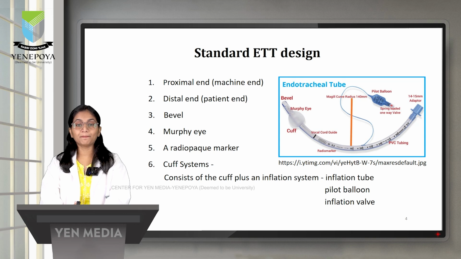Then we have a radio-opaque marker. Radio-opaque marker is a lining present throughout the length of the endotracheal tube. The use of a radio-opaque line is to confirm the position of the endotracheal tube using X-rays. Then we have the cuff systems, which consist of the cuff plus an inflation system. The inflation system consists of the inflation tube, the pilot balloon and the inflation valve. So as we know, the cuff is used to protect against aspiration and the cuff is inflated using the inflation system.